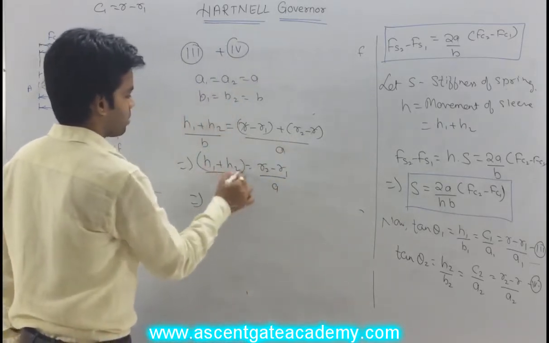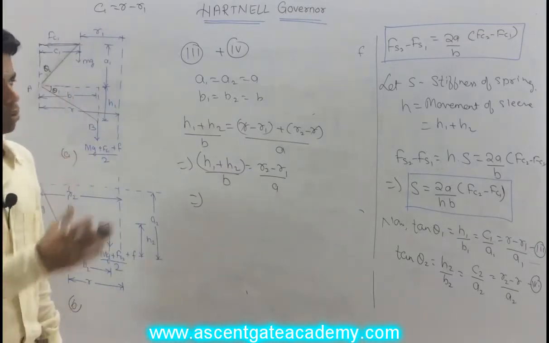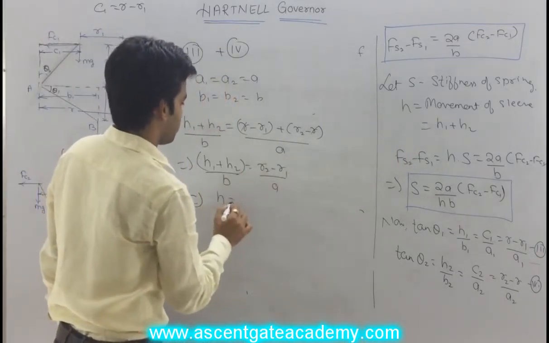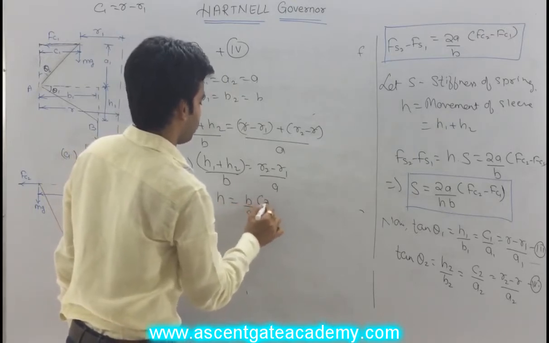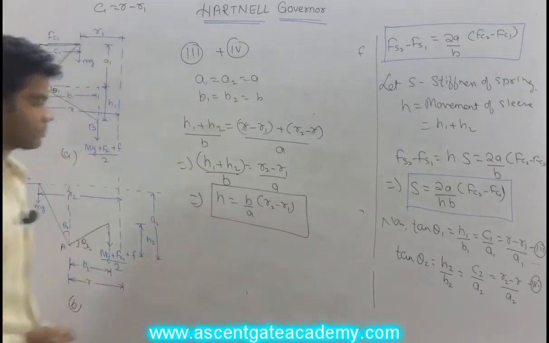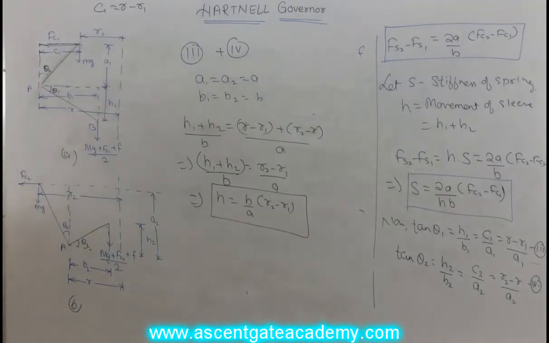Okay, and this h1 plus h2 is nothing but h, the total movement of the sleeve. h1 plus h2 is nothing but h, so this h will be equal to b by a into r2 minus r1. That's it. Okay, so this is the total movement of the sleeve.